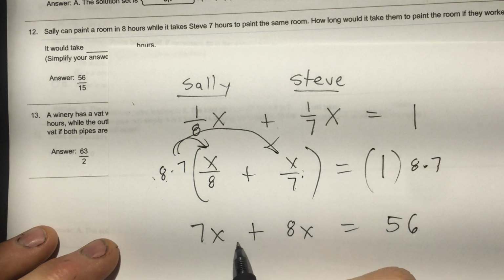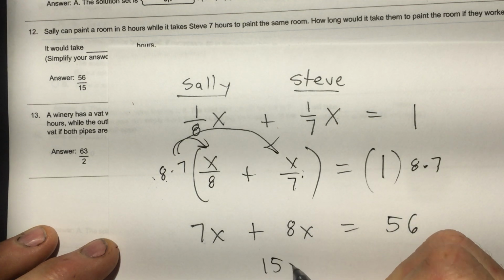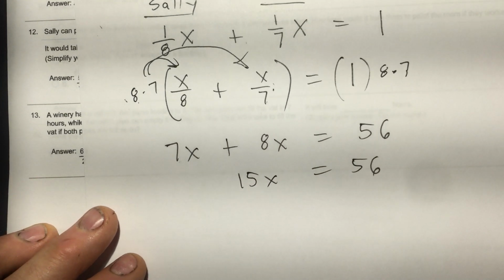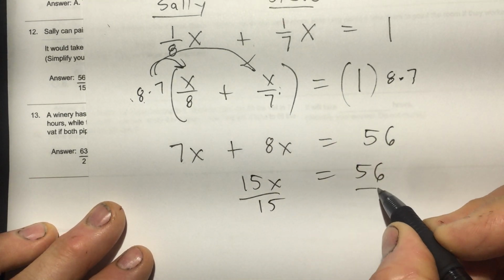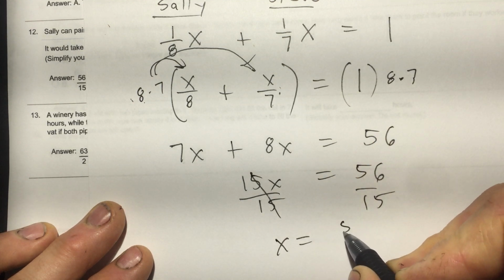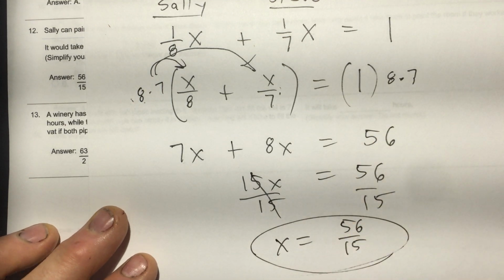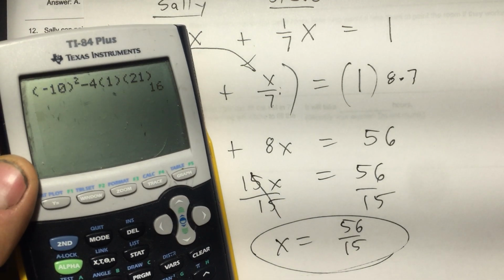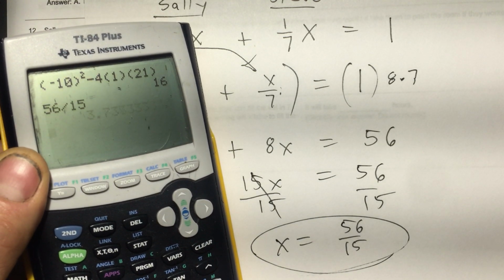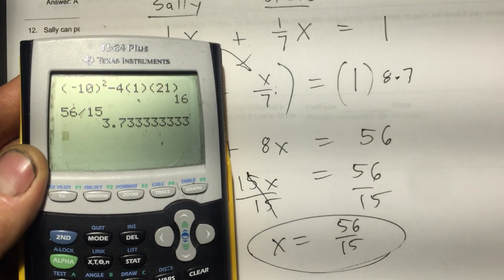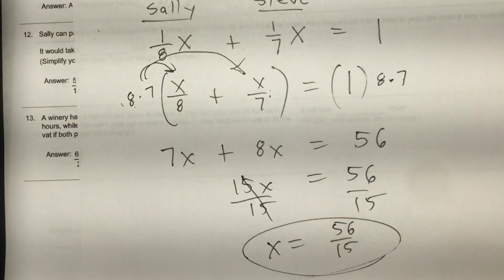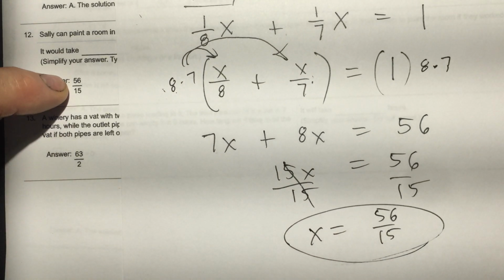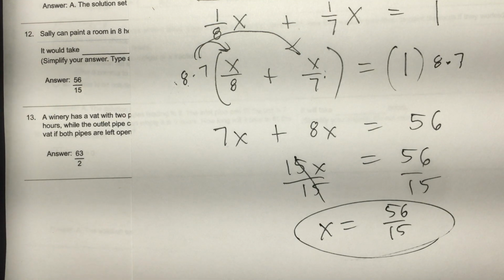Okay, so now these are like terms. 7 plus 8, that's 15x. Okay, and then divide by 15. 56 over 15. That's how many hours it would take. 56 over 15 exact. Now if I do this, 56 divided by 15, it comes up to 3.73 hours. 3.73, so it kind of makes sense. But I think they just want it as a fraction like this, and you can see right here, that's what they have for the answer.